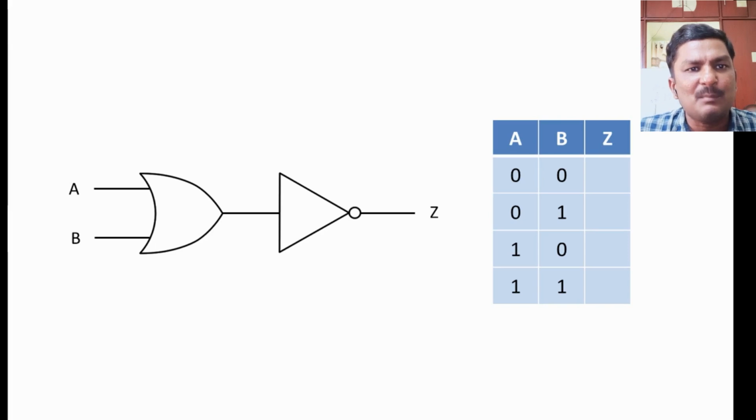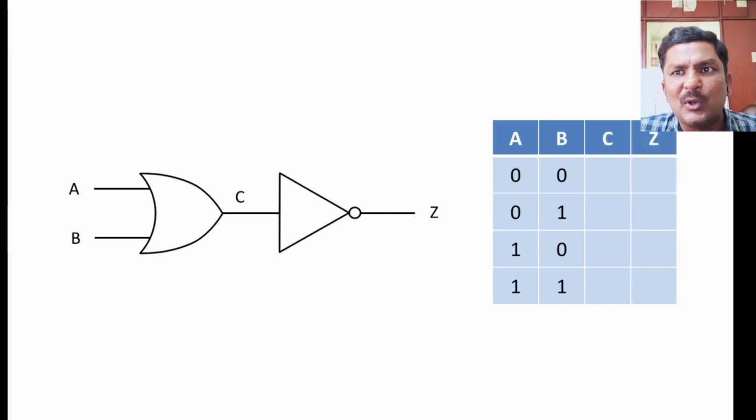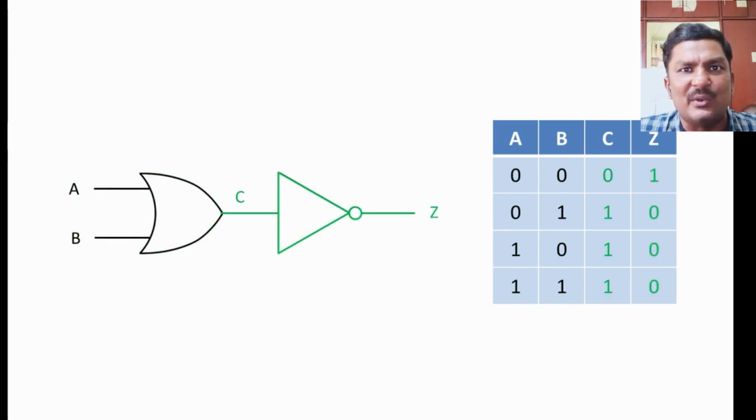Next, first example, combination of OR gate and NOT gate. A and B are inputs of OR gate and C is the output. According to the truth table of OR gate, we can write the value of C. And C is the input of NOT gate. Z is the output of NOT gate. So if C equal to 0, Z equal to 1. If C equal to 1, Z equal to 0. So this is the combination of OR gate and NOT gate. Z is the output of the combination.